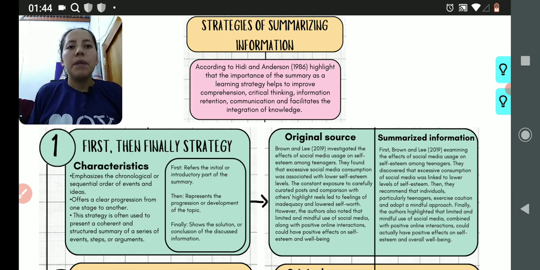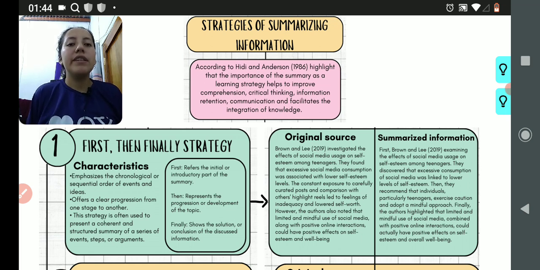Today I'm going to explain different strategies of summarizing information. First, I will explain the importance of summarizing information. According to Healy and Anderson 1986, the summary is important as a learning strategy because it helps to improve comprehension, critical thinking, information retention, communication, and facilitates the integration of knowledge.